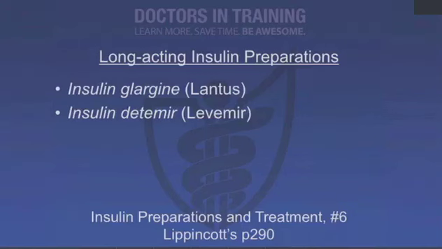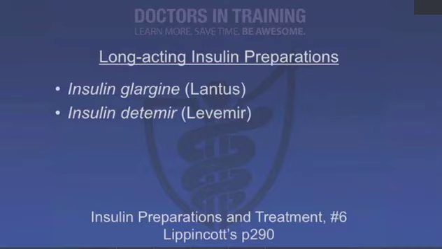You can give it at the same time of day every day. I often tell patients, you can take it at bedtime if that's convenient for you, but if it's more convenient to take it in the morning, take it in the morning. Just take it at the same time every morning because it needs to be given at the same time every day so it doesn't wear off. Insulin detemir is very much the same thing. It works in a little bit different way.